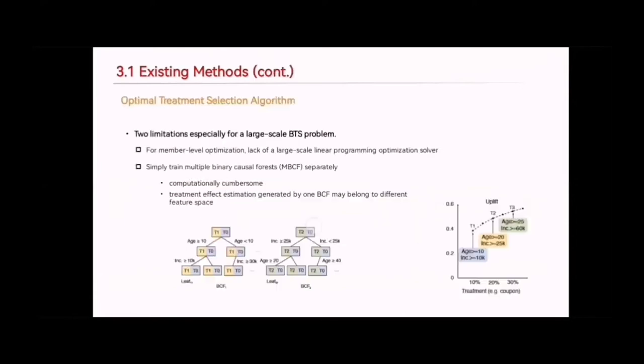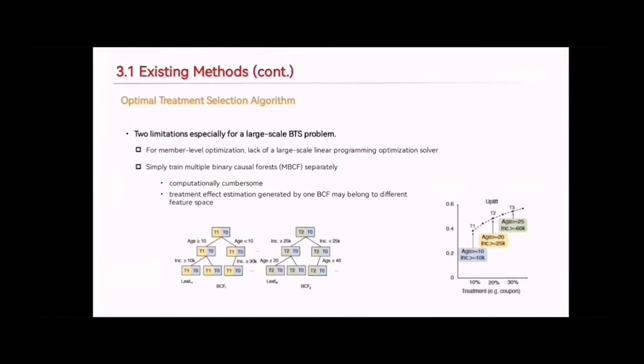The second method is the optimal treatment selection algorithm proposed by Tu Yi. There are two limitations, especially for a large-scale BTS problem. Firstly, on a large-scale dataset, the author suggested cohort-level optimization instead of member-level optimization because of the lack of a large-scale linear programming optimization solver. However, as Tu Yi tested on a low-noise-level dataset, member-level optimization can generate more personalized estimations.